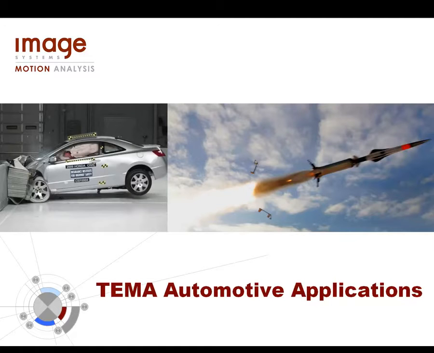This video is a series of examples of TEMA motion analysis in automobile crash test scenarios. Many of these are applicable also to airplane seat test applications.